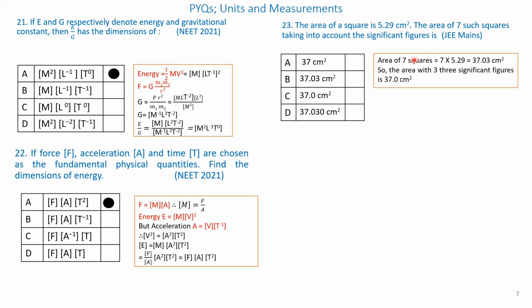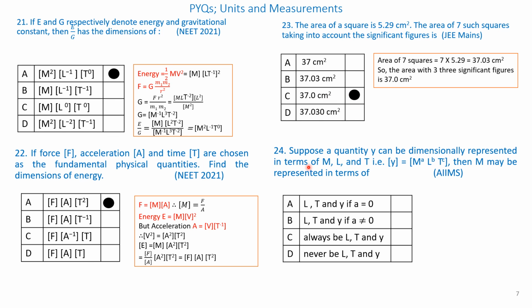Let us analyze. The area of one square is 5.29. Therefore, 7 squares is 7 into 5.29 centimeter square. That is equal to 37.03 centimeter square. So the area with 3 significant figures is 37.0 centimeter square. This is given as option C. See here, 37.0 is very important. So option C is the correct answer.